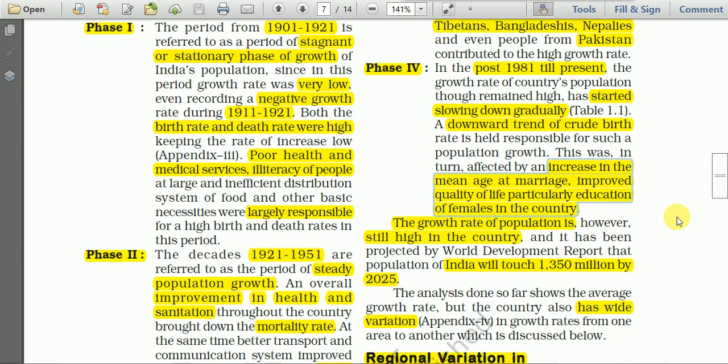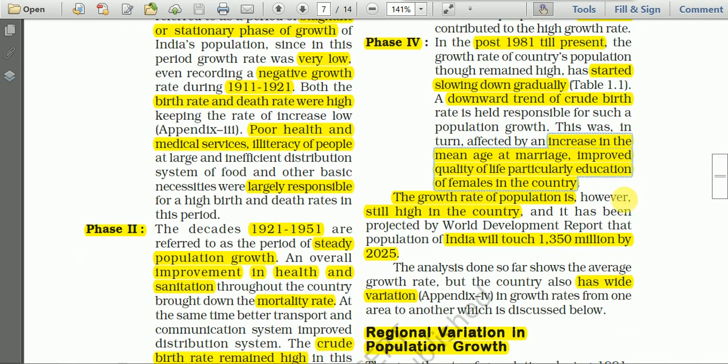So in phase 4, the birth rate has been declining. After 1981, the birth rate in India has been declining due to this increase in mean age at marriage. That means girls and boys were married at a later age, that is after 25 years or after 30 years, and that is why the birth rate declined considerably. Then there was improvement in the quality of life, particularly education of females in the country improved, and that is why there was decline in the birth rate. And as a result, there was overall decline in the growth rate after 1981.